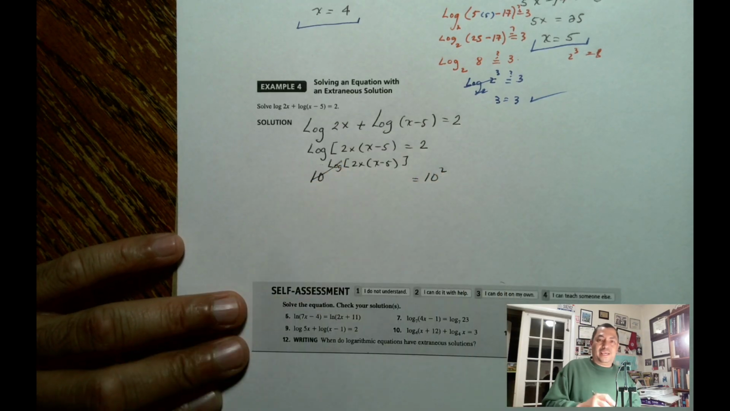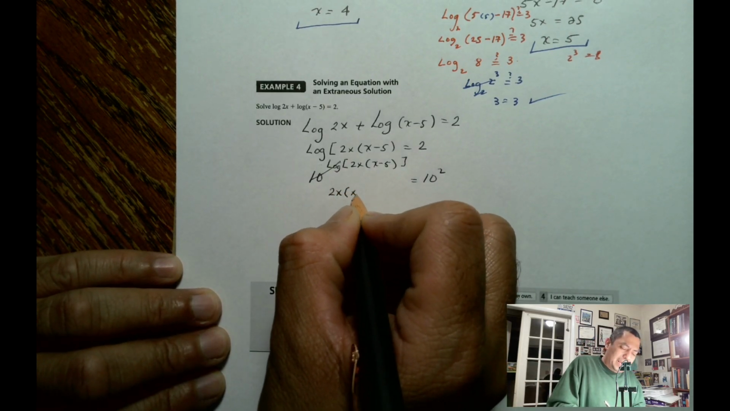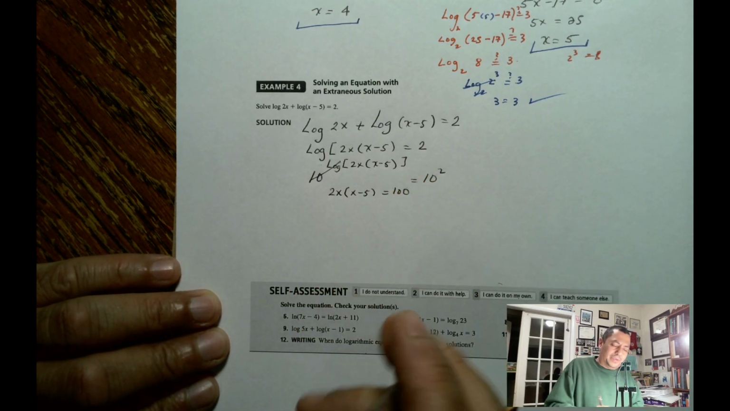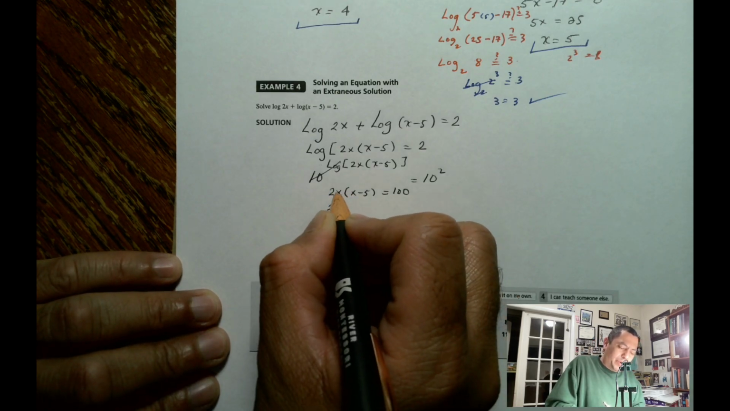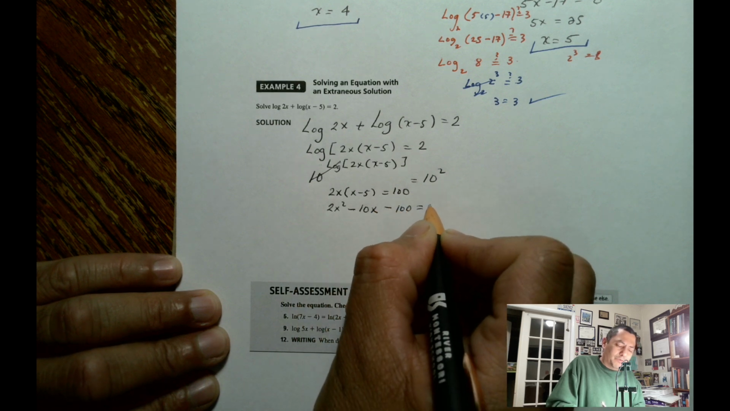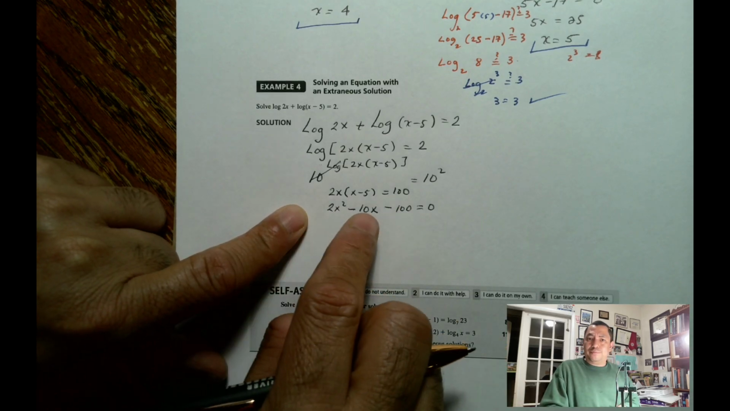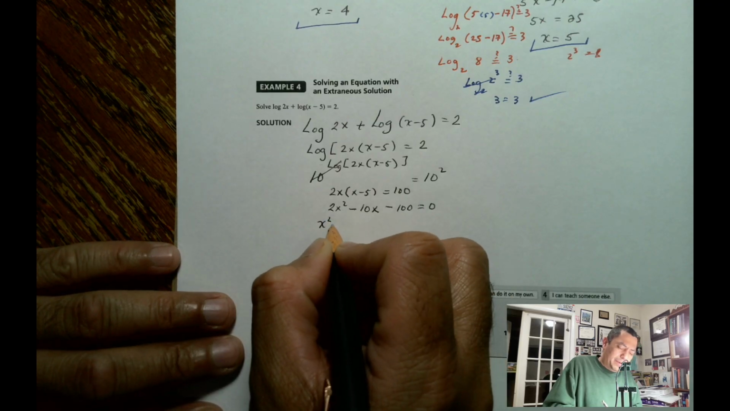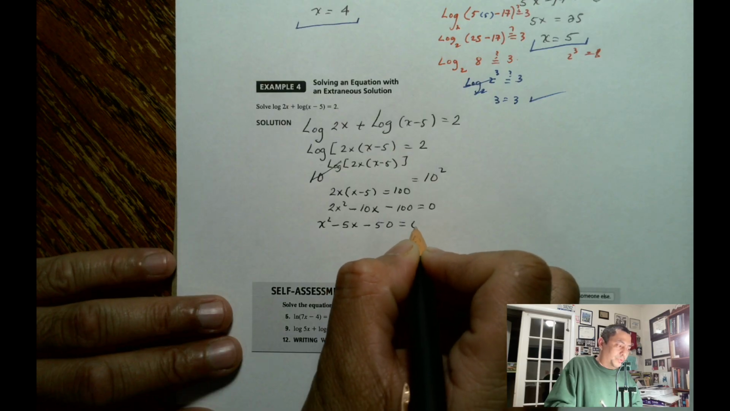This log and 10 cancel out. And I have 2x(x minus 5) equals 10 to the second power, which is 100. Applying the distributive property, 2x times x is 2x squared, minus 10x, minus 100 equals 0. I have a quadratic equation. I can divide by 2, since all these terms are divisible by 2. So I'm going to have x squared minus 5x minus 50 equals 0.